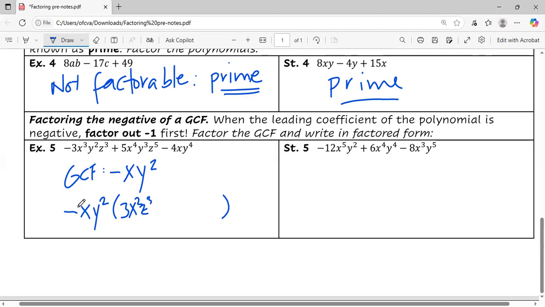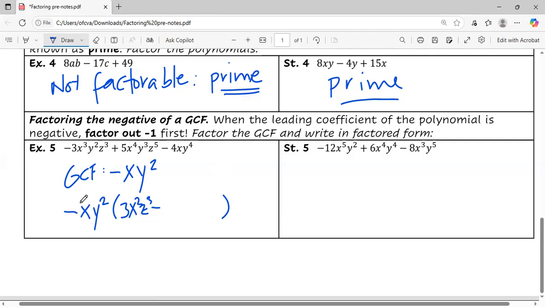Then remember, you're multiplying negative times what to get positive? That's going to be negative times negative. This is what I was talking about before. If you pull out a negative, all of your terms inside the parentheses will change signs from the original. So it'll be the opposite. So this first term will have the opposite sign. The second term will have the opposite sign, and the last term will have the opposite sign.